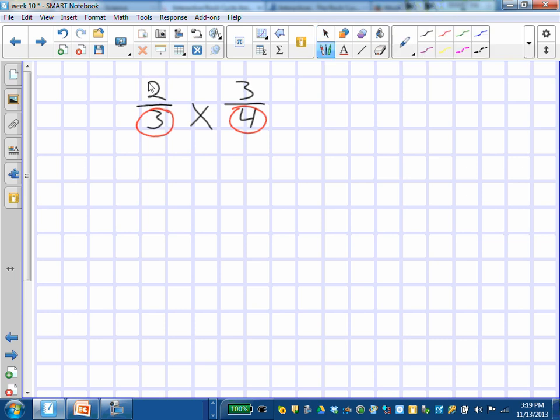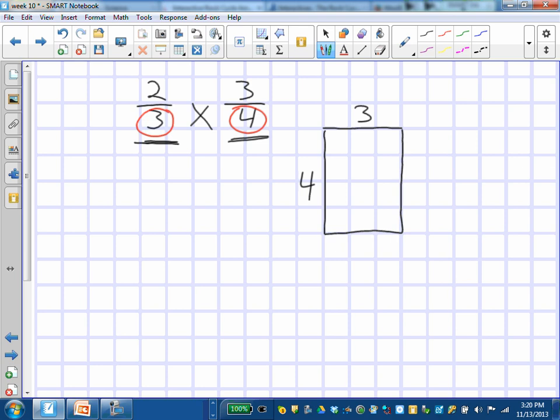So since the 2/3 comes first, this 3 is first, whatever comes first, I'm just going to do that across, and then whatever comes second, I'm going to do it down. So I'm going to go 3 across, 1, 2, 3, and then 4 down, 1, 2, 3, 4. Now I'm going to go ahead and box that in. So if this were a 3 by 4 array, I would be finished.